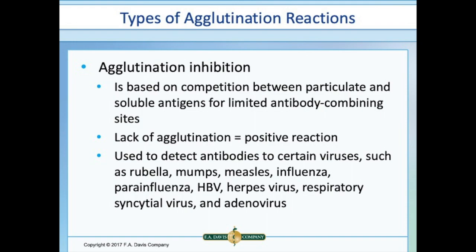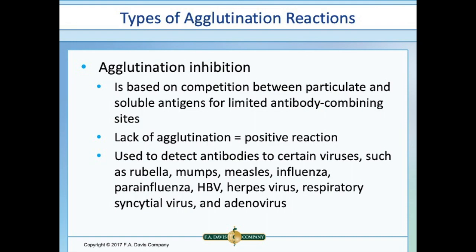Okay, so agglutination inhibition, in order for you not to get confused, in agglutination inhibition, the presence of agglutination means a negative result or a negative reaction. Absence or lack of agglutination is a positive result, a positive reaction. So, it is based on competition between particulate and soluble antigen for limited antibody combining site. Agglutination inhibition is used to detect antibodies to certain viruses such as rubella, mumps, measles, influenza, parainfluenza, hepatitis B virus, herpes virus, respiratory syncytial virus, and adenovirus.